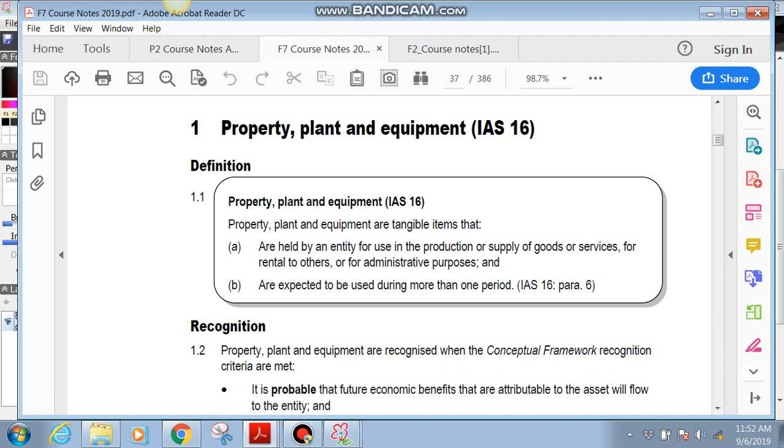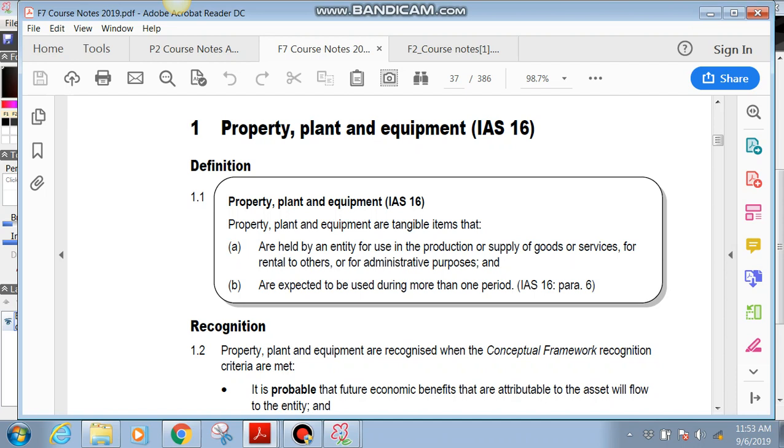Okay? In accounts, everything that we do is regulated by standards. All those items we look at in the income statement, the standards guide us how to record them. So we'll take a bit of time to look at a number of standards. The first standard that we'll look at is IAS 16, Property, Plant and Equipment.